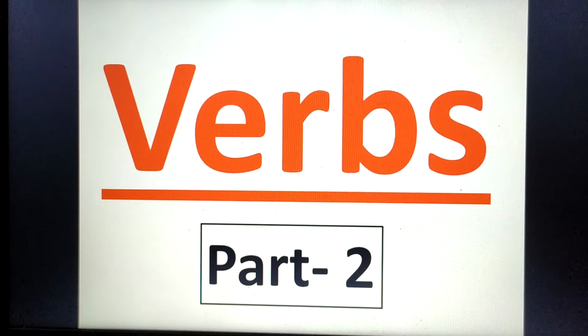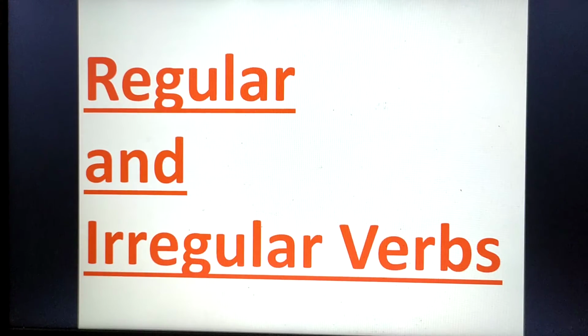In our previous video, we have already learnt about state verbs, action verbs including transitive and intransitive, helping verbs and linking verbs. What we had not covered in that lesson were regular verbs and irregular verbs. So this lesson is all about regular and irregular verbs. Today we are going to learn what they exactly are, how they are formed, and what is the difference between the two.